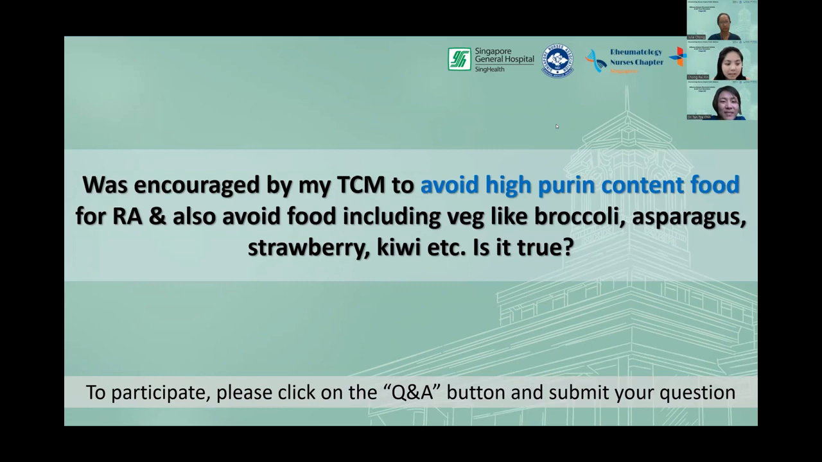Dr. Tan? Yes, I will answer this question. Thanks for asking this. For rheumatoid arthritis, high purine content food has not been shown to directly trigger worsening of rheumatoid arthritis. We do advise patients with gout to avoid high purine content food, but not for rheumatoid arthritis.